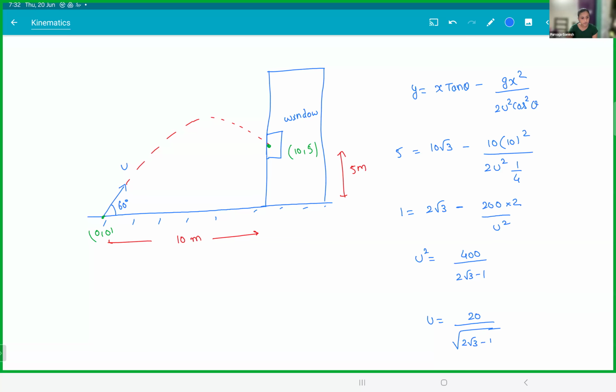Sine goes off here, cos goes off here. You're left with cos 2 theta is equal to minus half. That means 2 theta is 120 degrees and theta is 60 degrees. Someone did guess the answer, but they didn't know how to do it.